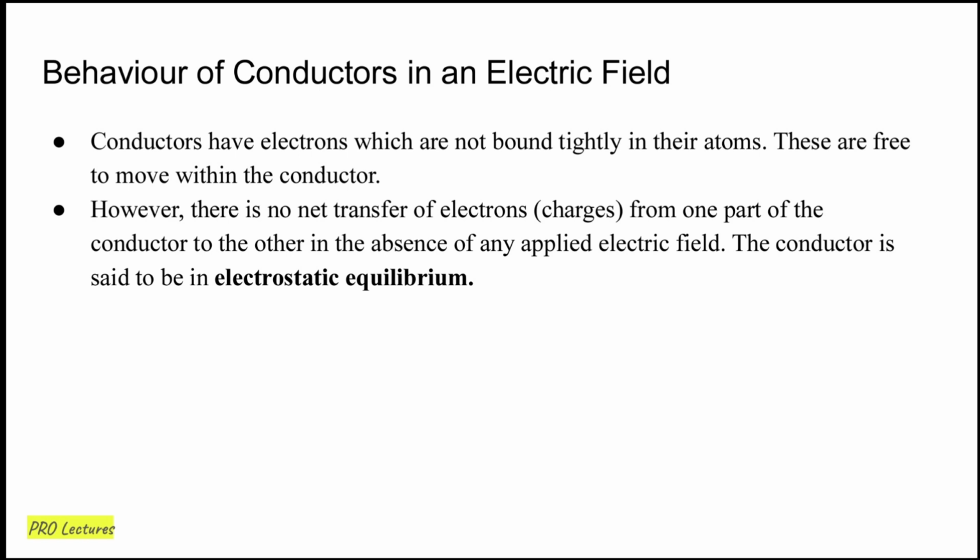Conductors have free electrons that are not tightly bound to their atoms, allowing them to move freely within the conductor. However, there is no net transfer of electrons from one part of the conductor to the other in the absence of any applied electric field. The conductor is then said to be in electrostatic equilibrium.